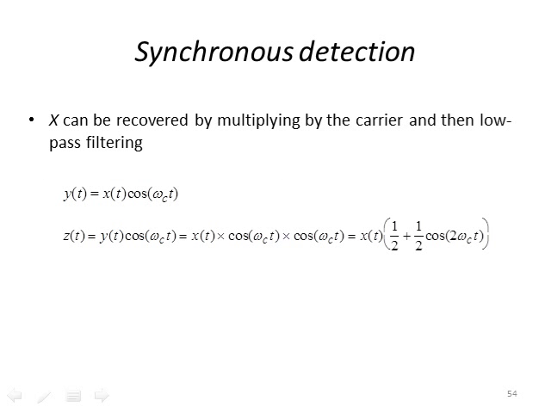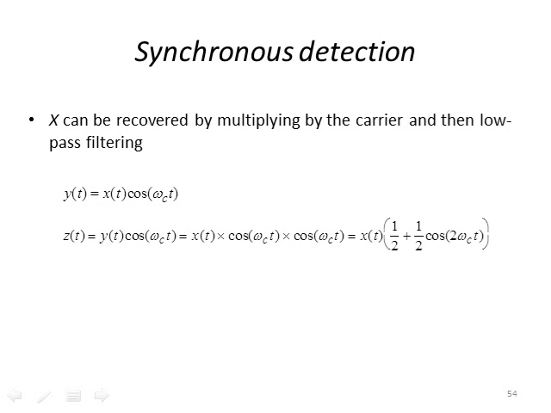Look at the synchronous detection. This provides us with the best ability to detect signals. x can be recovered by multiplying the carrier and then by low-pass filtering to remove the high-order components. So if we have y of t equal to x of t multiplied by our carrier cosine omega c t, then z of t is going to equal y of t times cosine omega c t. We're going to multiply again by our modulation signal. And what do we get out of this?